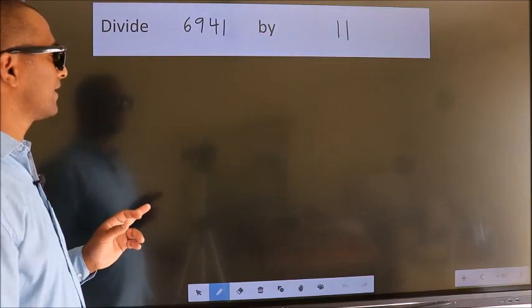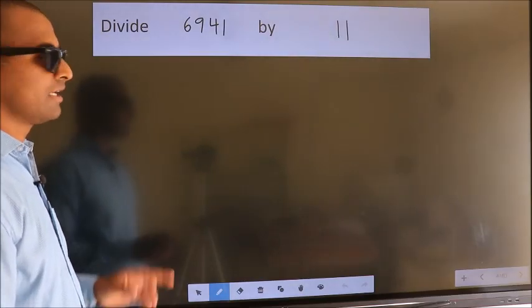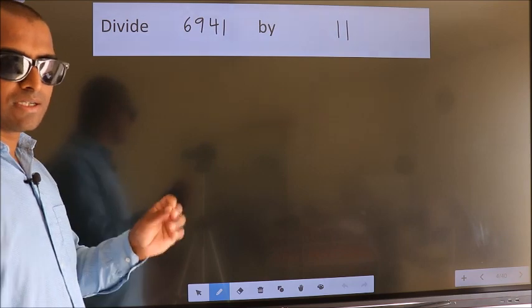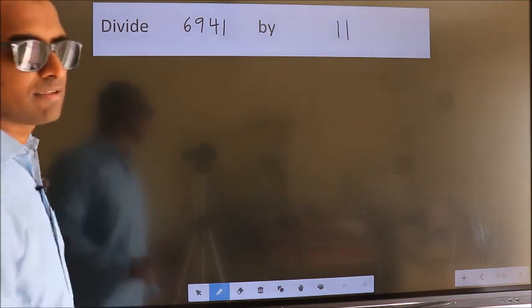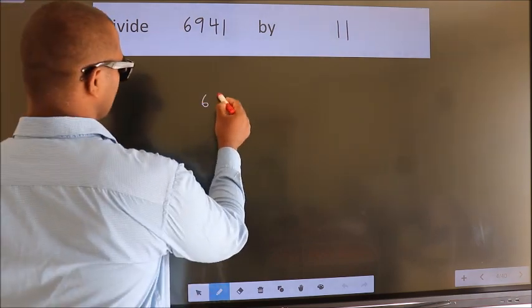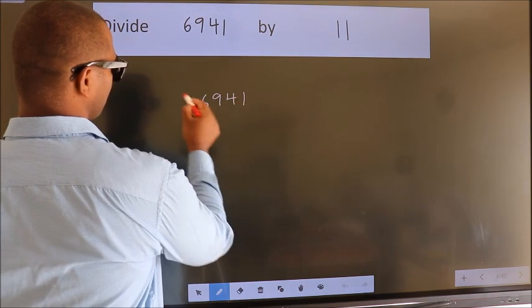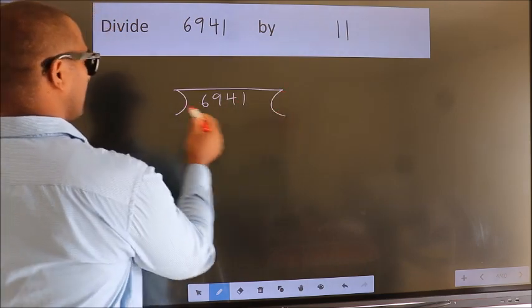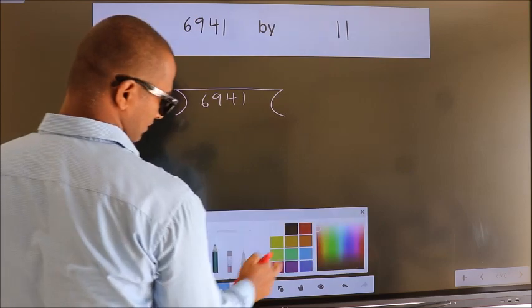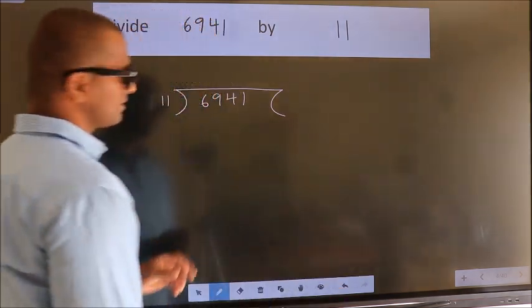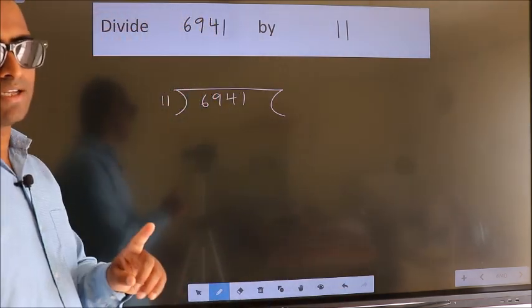Divide 6941 by 11. To do this division, we should frame it in this way. 6941 here, 11 here. This is your step 1.